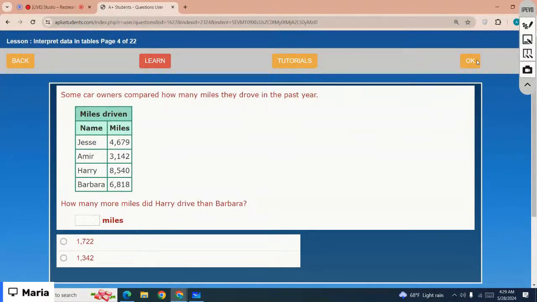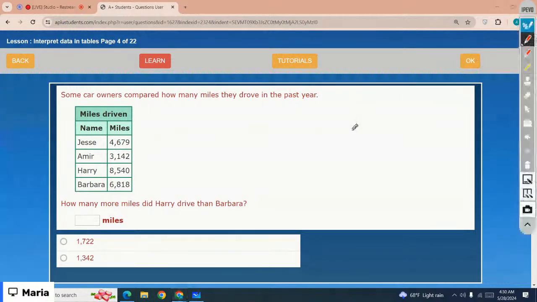Some car owners compared how many miles they drove in the past year. How many more miles did Harry drive than Barbara? So which is the correct option? Harry more than Barbara. You have to subtract 8,540 minus 6,818.